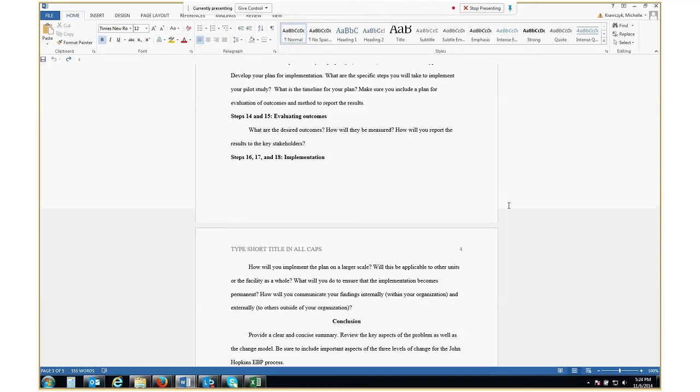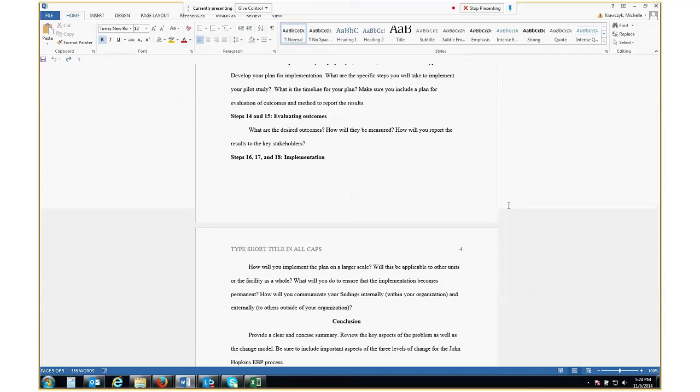We need to educate the physicians about the change and how that will happen. Obviously this will all depend based on your particular project. So how will you ensure that the implementation is permanent? Well, you're going to change the policies and procedures. You're going to have follow-up every 3 months. You will have random chart audits. Those are the type of things I'm looking for. And how will you communicate your findings internally?